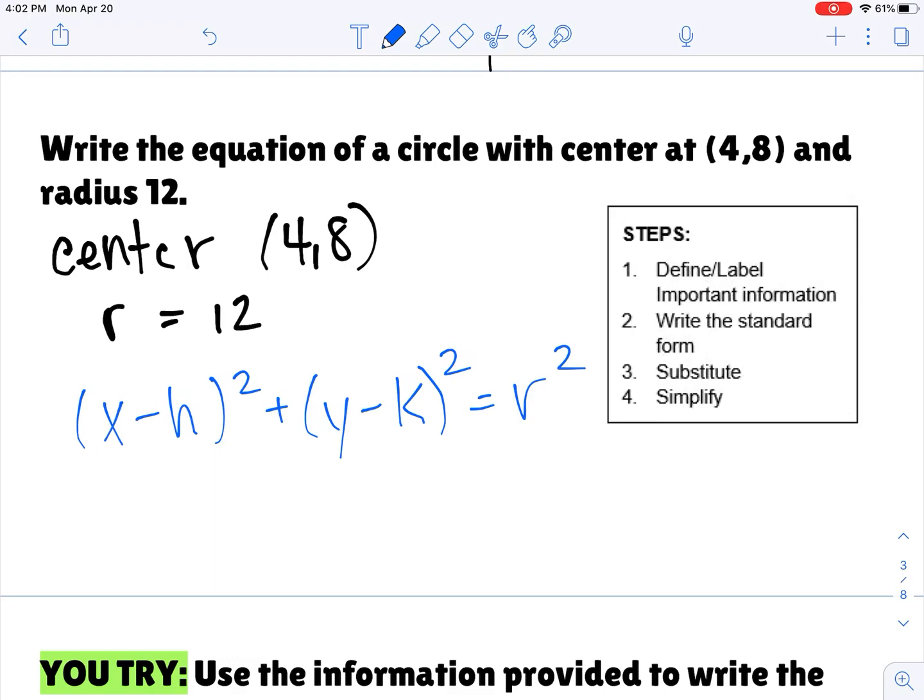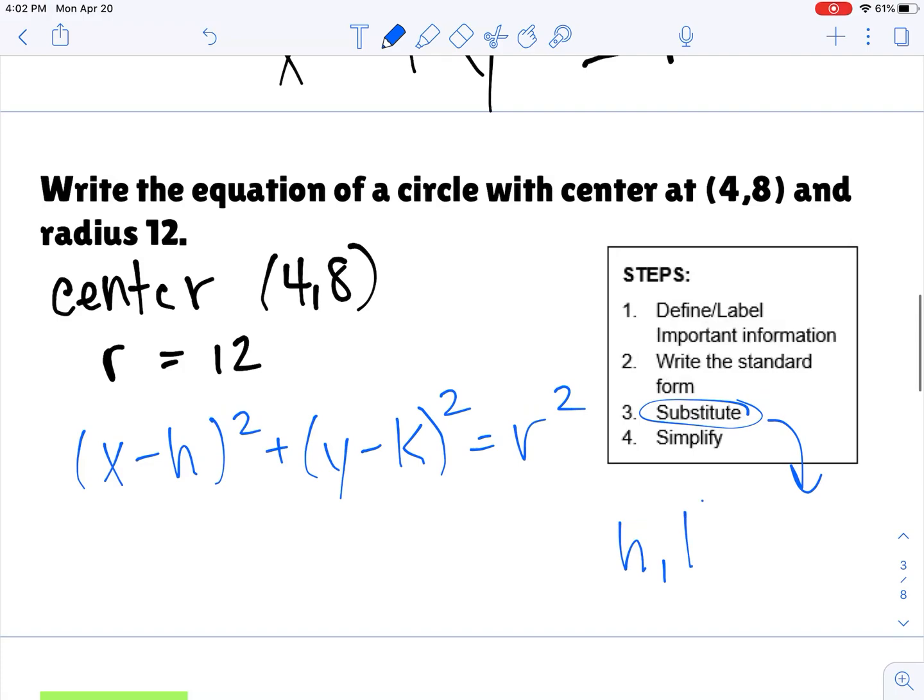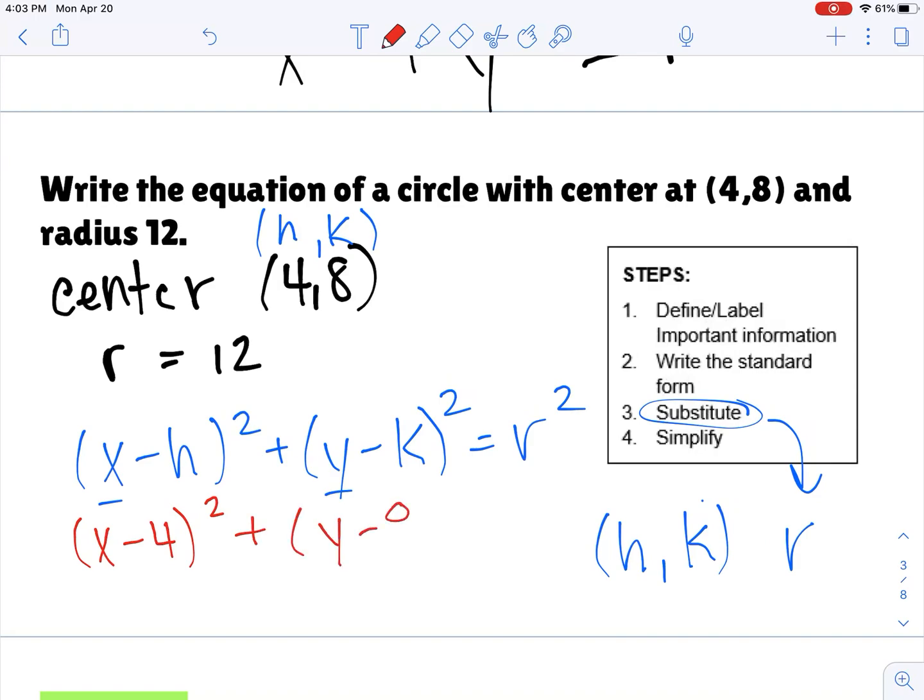You want to substitute in for what you know. When we're talking about substitution, you're substituting for the center, which is h, k, and the radius, which is r. So if you know that the center is (4, 8), 4 would be your h, 8 would be your k. Okay? We leave the x's and the y's alone, right? Those represent a point on the circle. That's the equation part. So when I rewrite this, I get (x minus 4) squared plus (y minus 8) squared equals 12 squared.